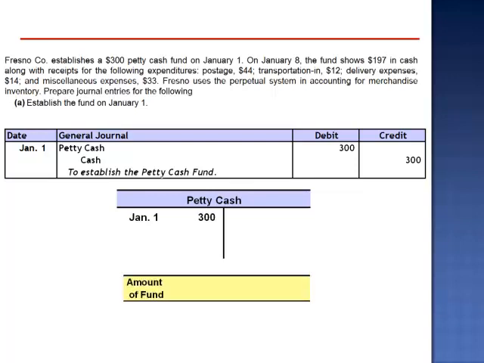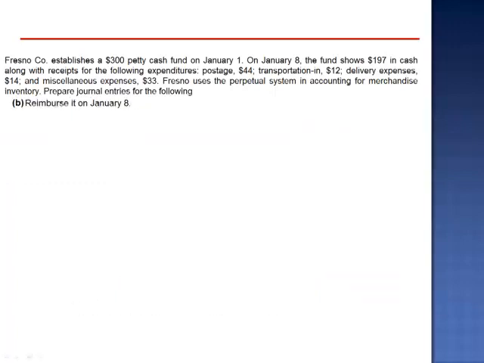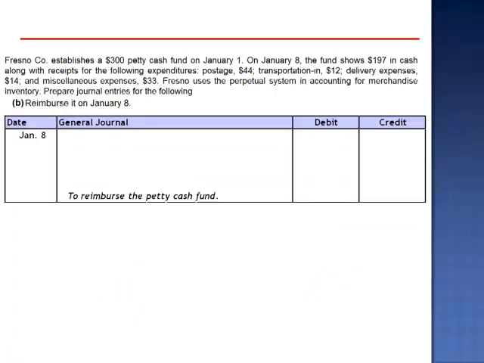At any point in time, the amount of the fund should equal the cash on hand plus the amount of receipts. Initially, when we establish the fund, we have $300 in cash and no receipts. By January 8th, however, we now have a mixture of cash and receipts. To reimburse the petty cash fund, first we need to calculate the amount of the reimbursement.